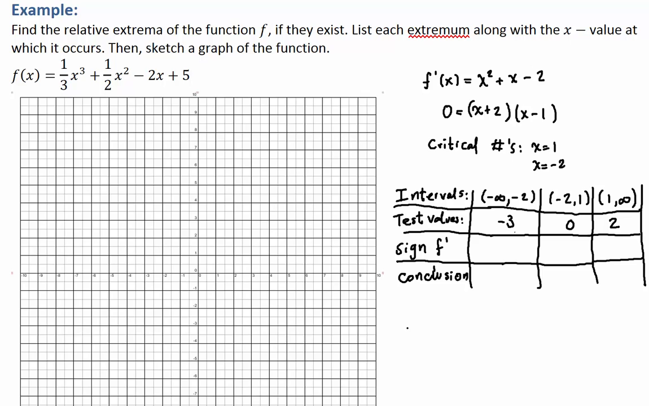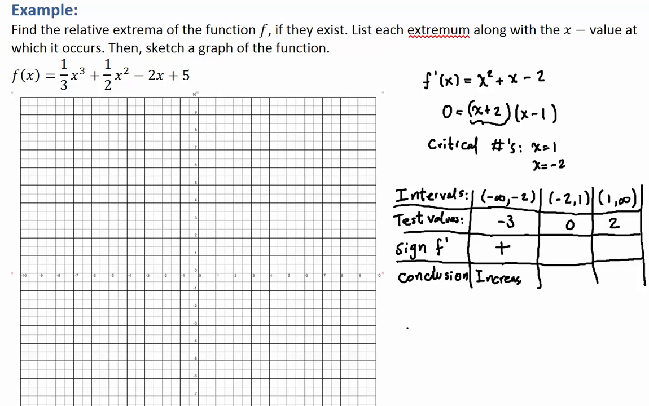So for example, -3. I factored my derivative already, so I can just choose to plug my -3 into these two factors, and then look at the sign on each factor and then multiply it out. For example, if I plug -3 here, I have -3 plus 2, which is -1. And then if I plug it here, I'm going to have another negative number. And negative times negative is going to be positive.